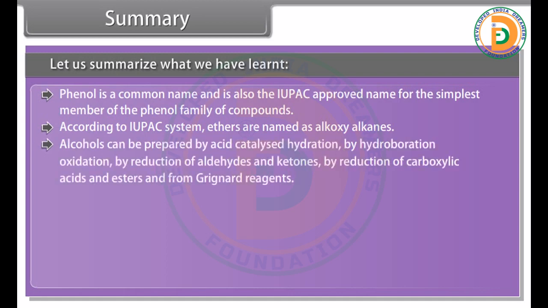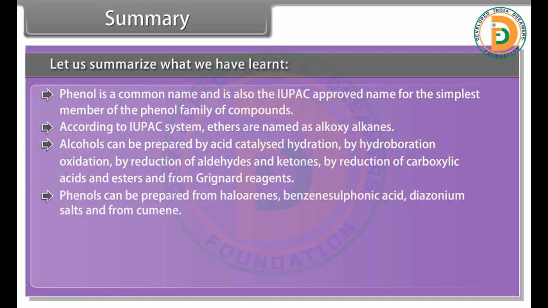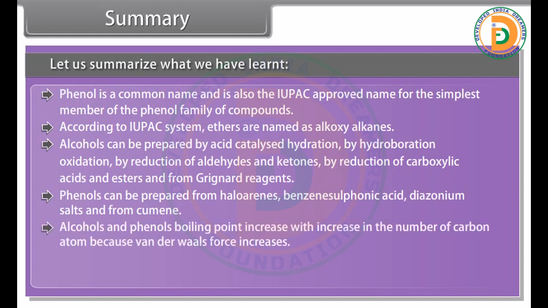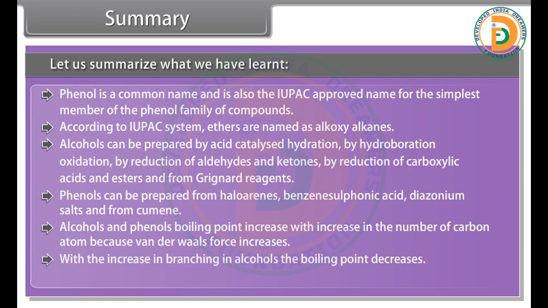Alcohols can be prepared by acid-catalyzed hydration, by hydroboration oxidation, by reduction of aldehydes and ketones, by reduction of carboxylic acids and esters, and from Grignard reagents. Phenols can be prepared from haloarenes, benzene sulfonic acid, diazonium salts, and from cumene. Alcohols and phenols' boiling points increase with increase in the number of carbon atoms because van der Waals force increases. With the increase in branching in alcohols, the boiling point decreases. Generally, alcohols and phenols are soluble in water.